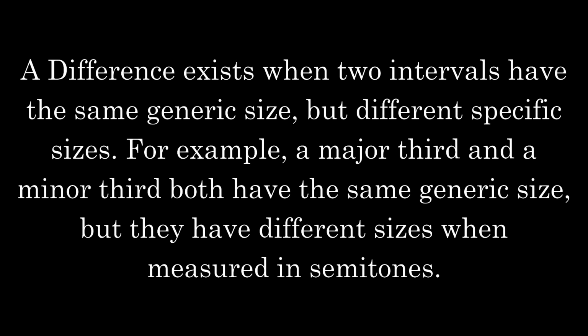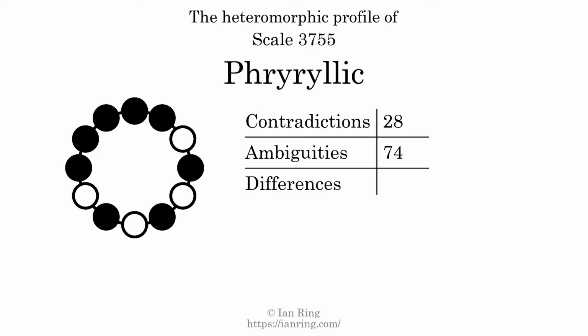A difference exists when 2 intervals have the same generic size, but different specific sizes. For example, a major third and a minor third both have the same generic size, but they have different sizes when measured in semitones. The number of differences in this scale is 147.